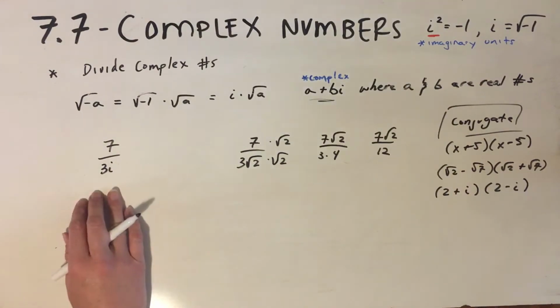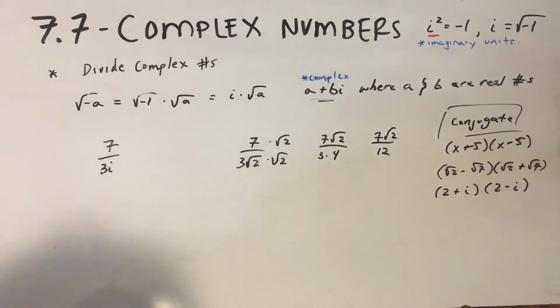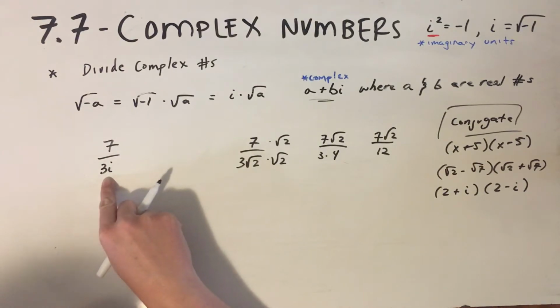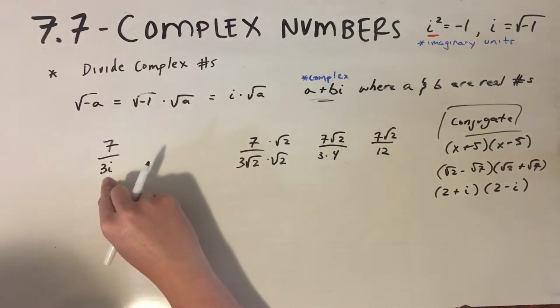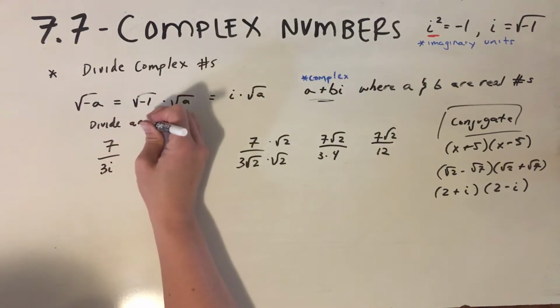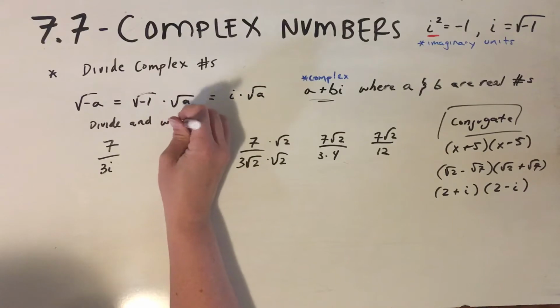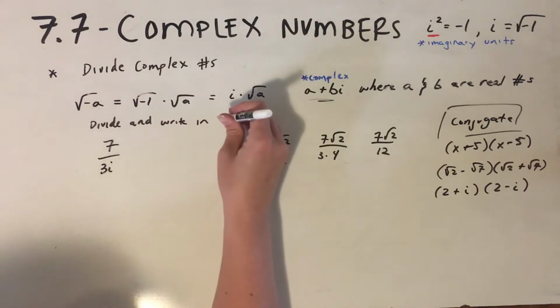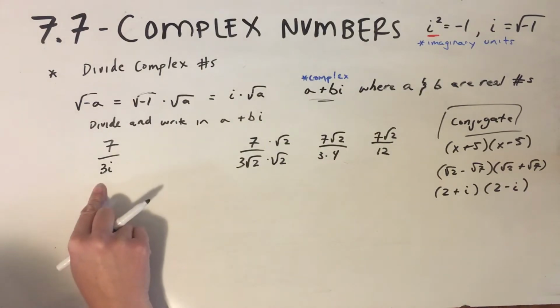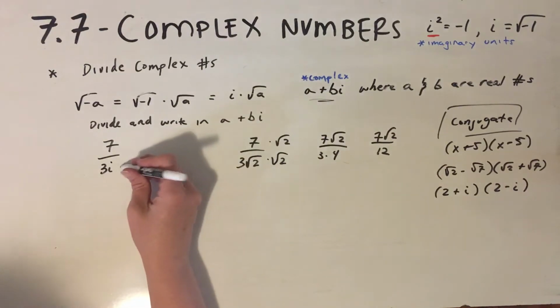We're going to do the same thing here, except here we want to get the imaginary unit, the i, out of the denominator. The instructions will just say to divide and write in the form a plus bi. So I want to get this i out of the denominator.